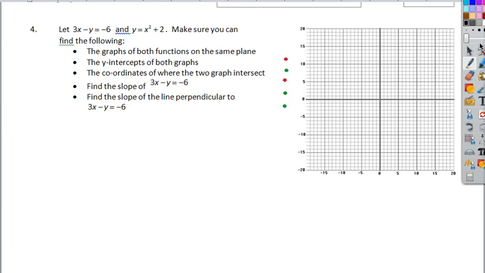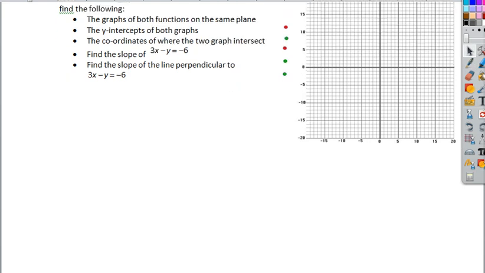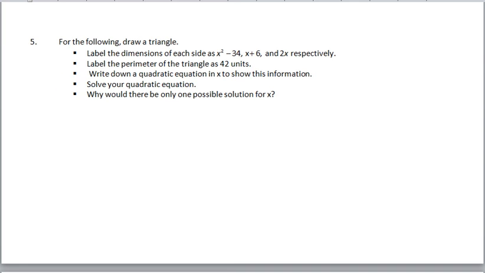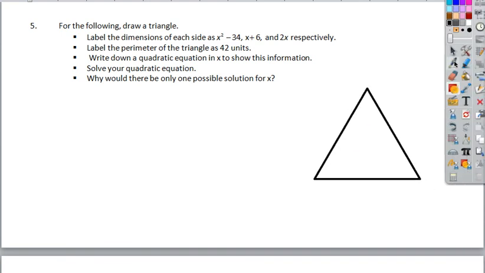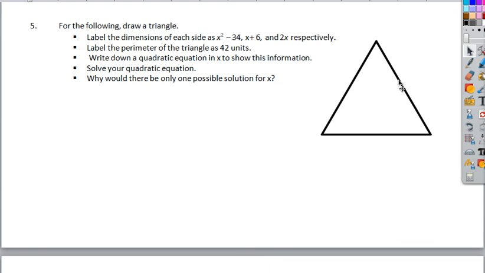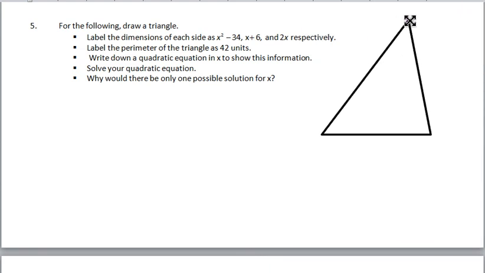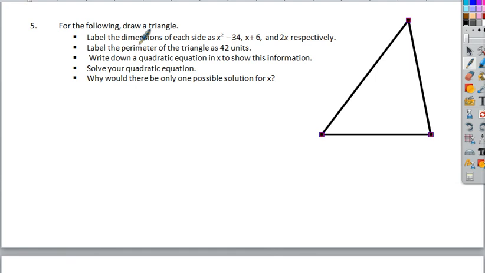And we're going down to the next question. All right, for this one, what you were asked to do was draw a triangle. So I'm going to grab a triangle here real quick, and I'm going to make it at least look a little bit like it should. It says label the dimensions of each side: x squared minus 34, x plus 6, and 2x respectively. So I'm going to do x squared minus 34, x plus 6, and 2x.